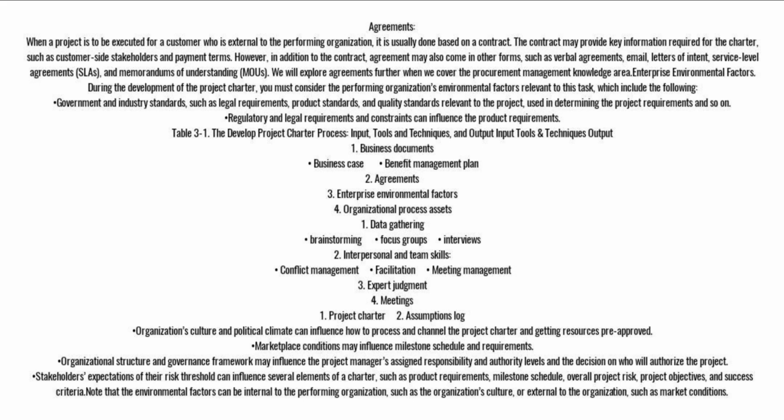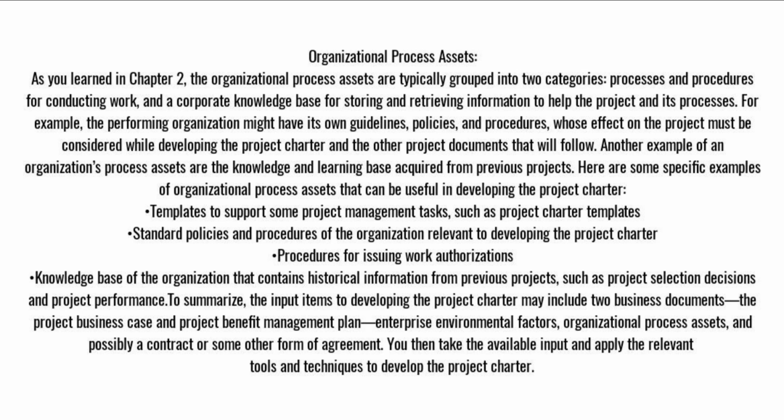Note that the environmental factors can be internal to the performing organization, such as the organization's culture, or external to the organization, such as market conditions. Organizational process assets. As you learned in Chapter 2, the organizational process assets are typically grouped into two categories: processes and procedures for conducting work, and a corporate knowledge base for storing and retrieving information to help the project and its processes. For example, the performing organization might have its own guidelines, policies, and procedures, whose effect on the project must be considered while developing the project charter and the other project documents that will follow.